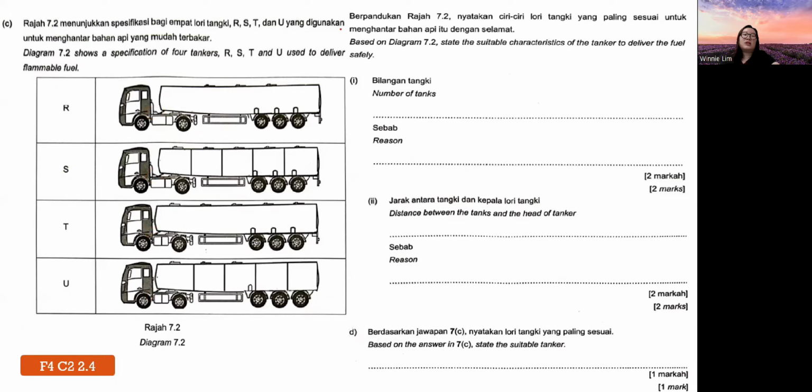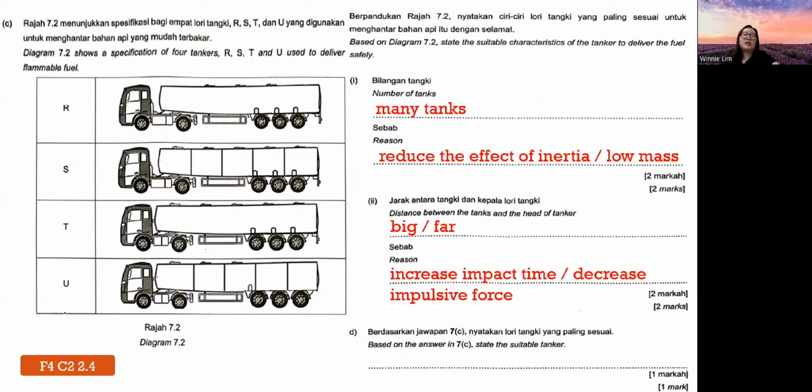Now, same like essay, once you choose correctly, then you will have 3 out of 5 marks, because the choice is correct. You say this distance is big, and then more tanks. But we may not give the correct reason. But if you have the correct reason as well, you get higher marks, or 5 marks. Why many tanks? Reduce the effect of inertia, low mass. The distance is far away or big: decrease the impulsive force, which means when they accidentally collide to the front. Okay, you can say like that. Then our choice is S. Don't choose S and then write T or U by mistake. So be careful also. You need to check your answer.